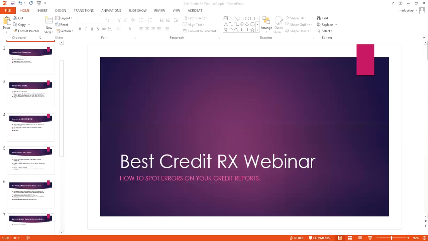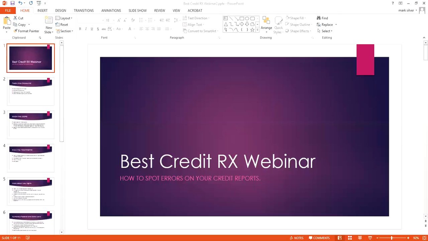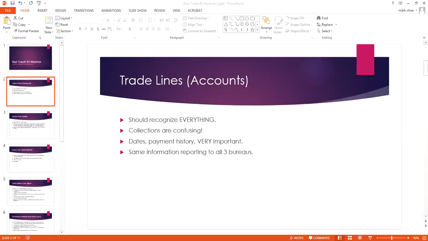When looking at your credit reports, it can be very, very confusing. A lot of information on there. So what I want to let you all know is the basics of what to look for. Let's start with this. Everything on there is known as a trade line. A trade line is an account. You want to look at each trade line that's on there. You should recognize everything. That said, collections can be very confusing. It'll show the debt collector, but not necessarily who they are collecting on behalf of. And we're going to get to that.